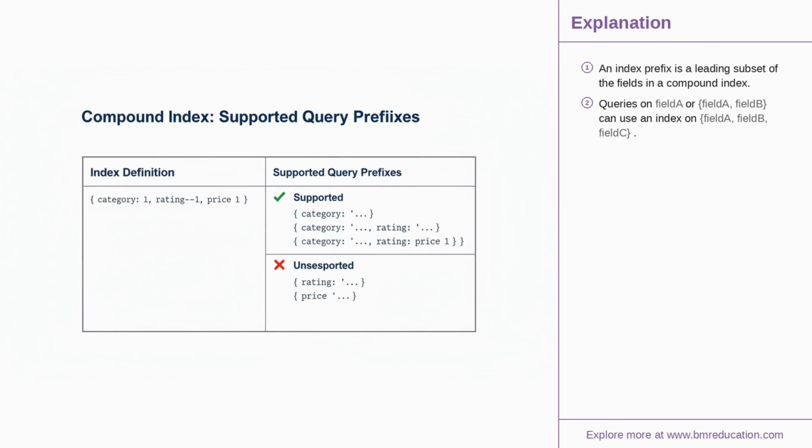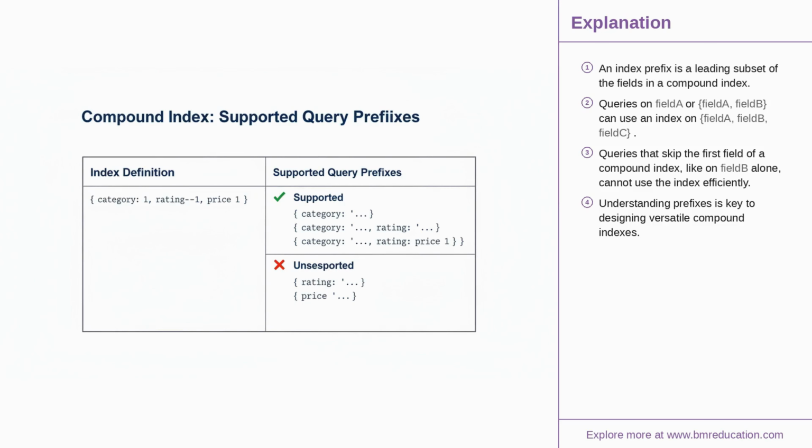Let's solidify this index prefix rule with a clear example. Imagine we have a compound index on category 1, rating -1, price 1. This index can efficiently support queries filtering on just category, queries filtering on category and rating, and queries filtering on all three fields. However, it cannot efficiently support a query that only filters by rating or only by price, as they are not a leading subset of the index keys.